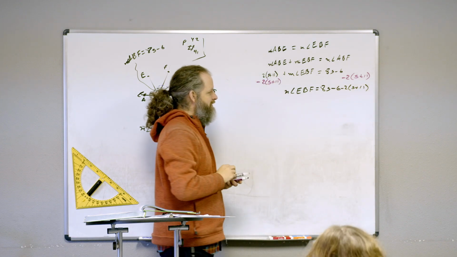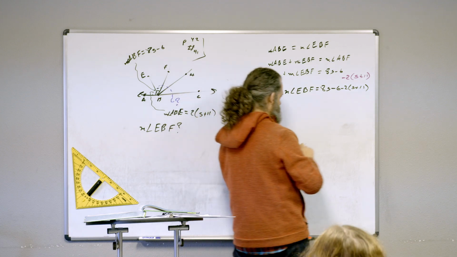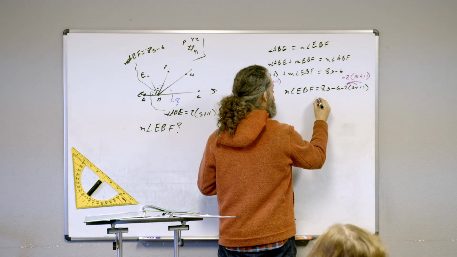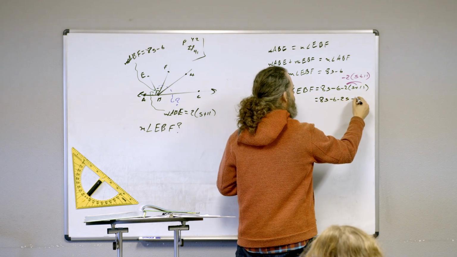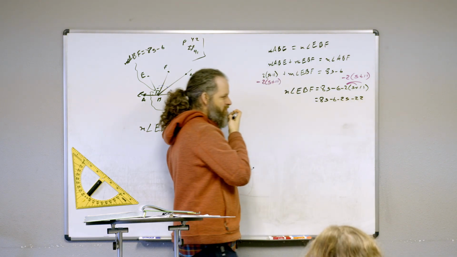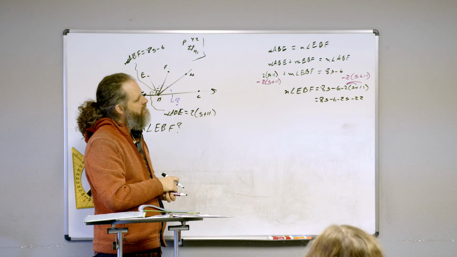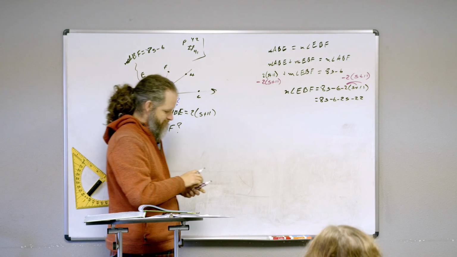Now what would we do? Distribute the 2. 8S minus 6 minus 2S minus 22. Now what? Combine like terms. Yeah.